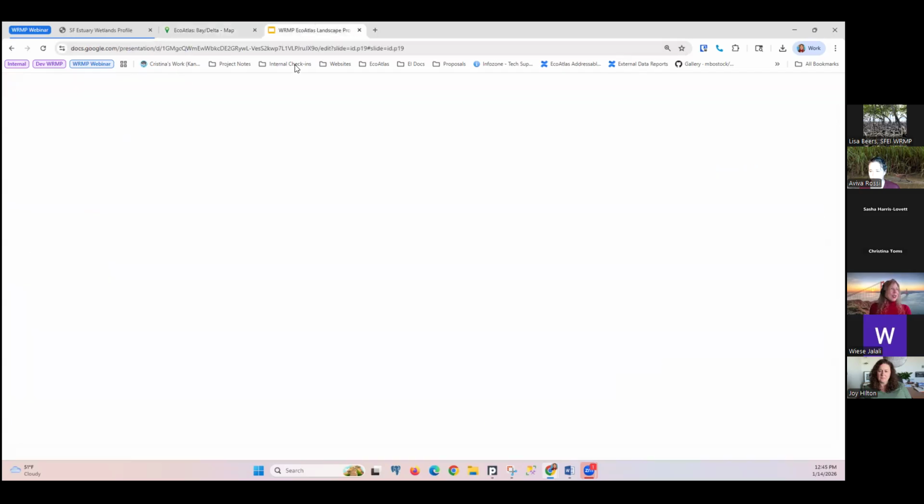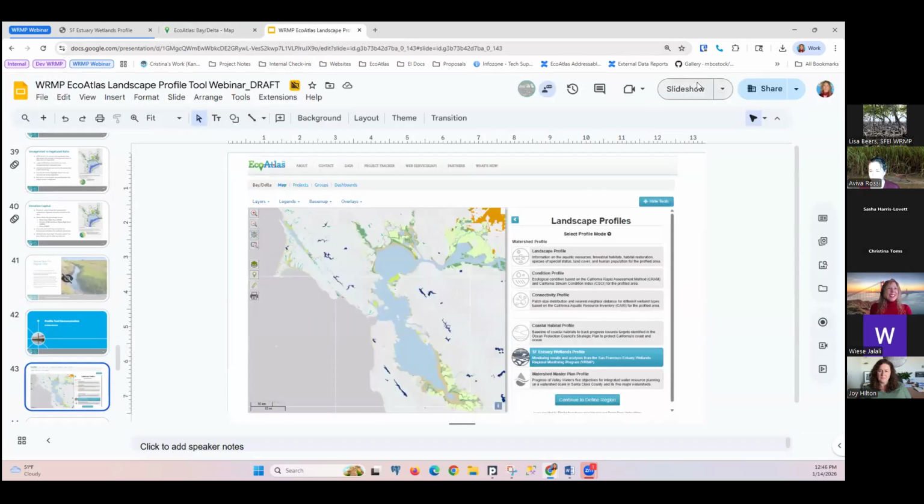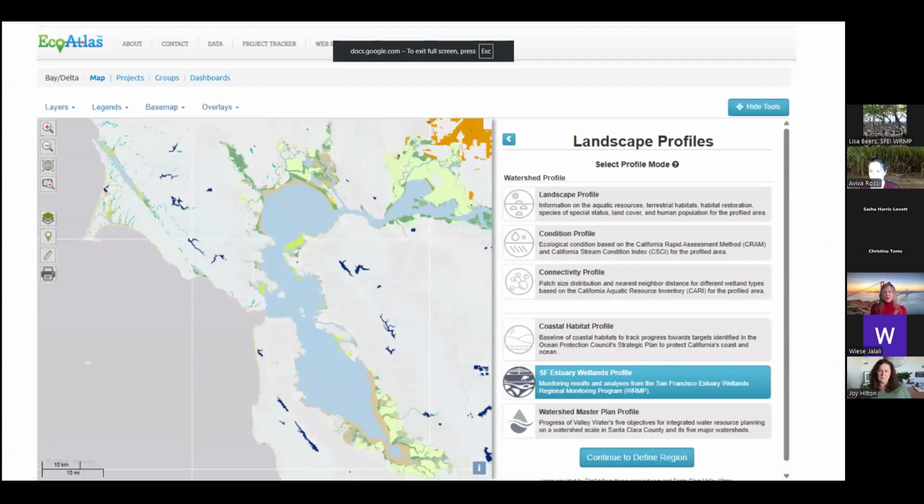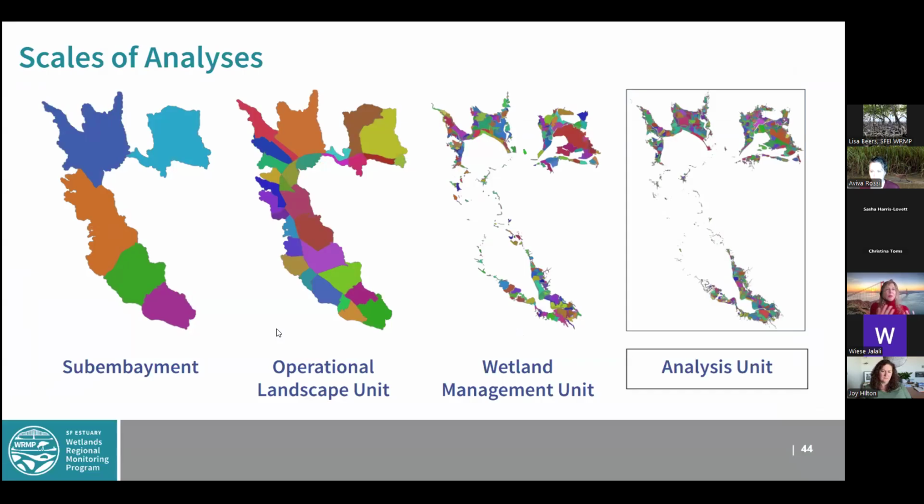Now I'd like us to switch over to some updates. This was phase 1 of the WRMP profile. It was released a few months ago, and we're already working on a phase 2. One of the main improvements was that, as Lisa mentioned, the analysis units are not being captured right now in that first phase. So we are currently working on adding this in as an additional geography within the tool.